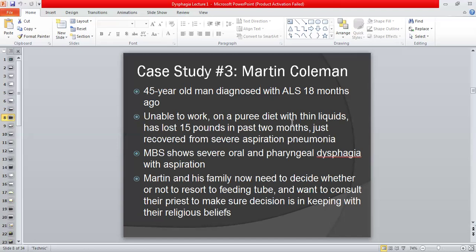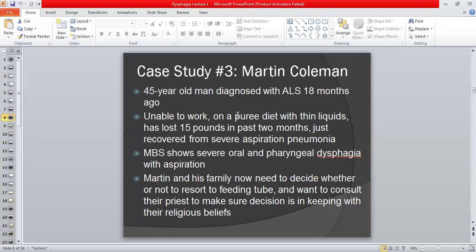He has been on a puree diet. So we have got new information that there can be different types of diets, and one type of diet is called puree diet. So we'll talk about it. Just keep it in mind. So one is regular diet, one is puree diet.